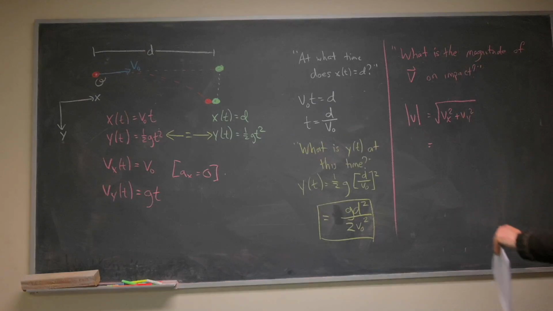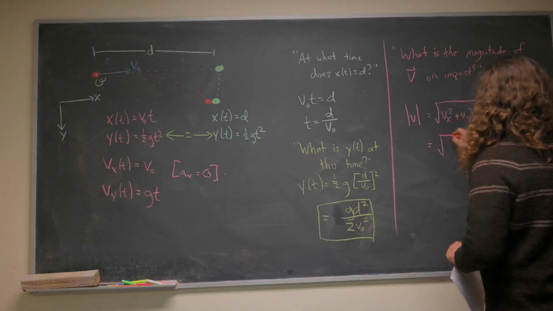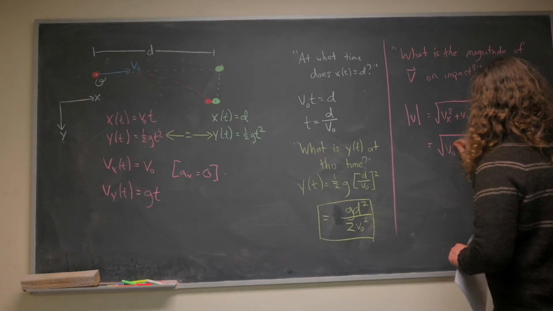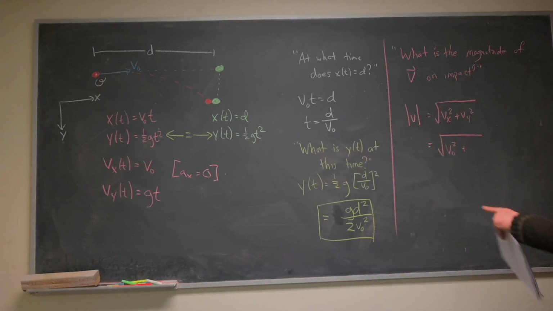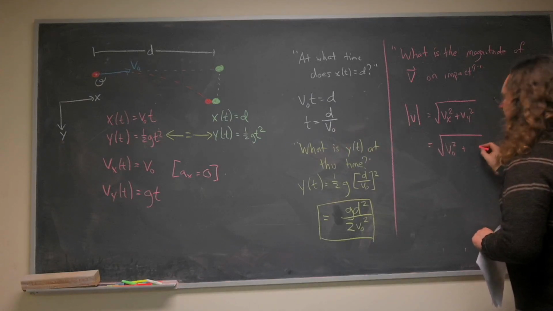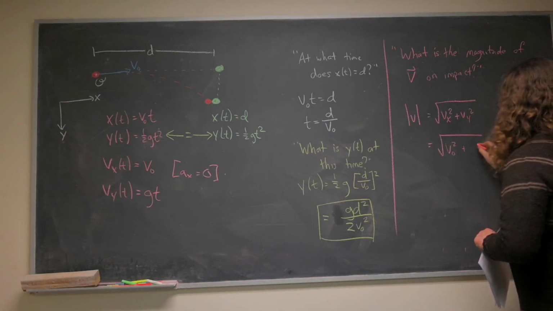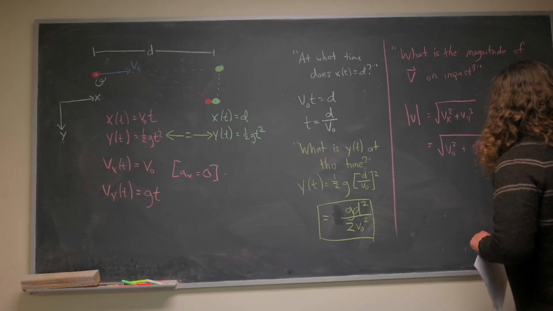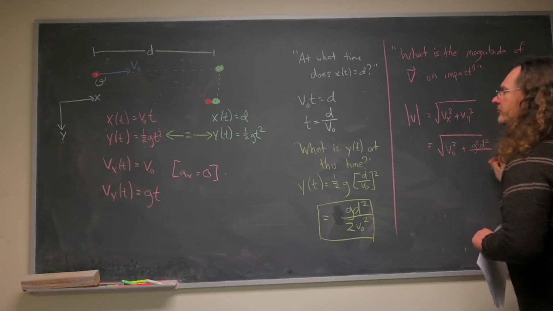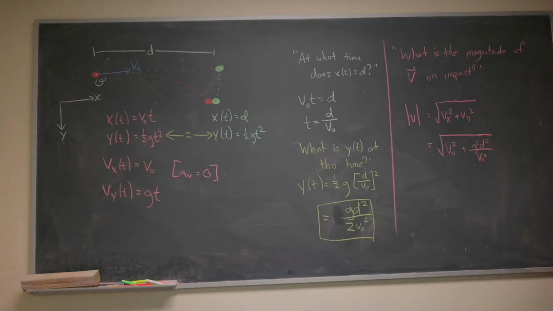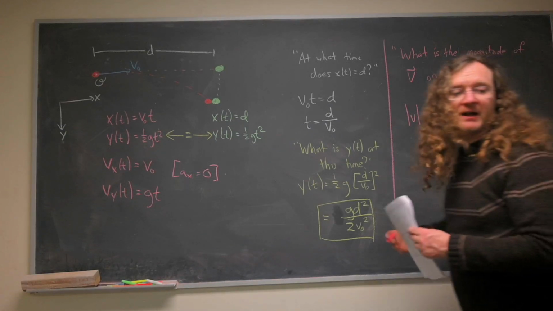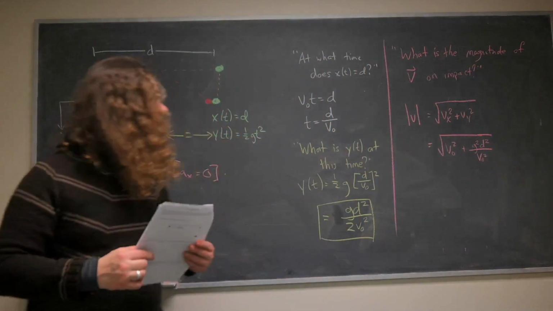And here I just use the formulae I have, because I know how the velocity changes with time. Vy is gt, so it's going to be g times this. So that will be g squared d squared over v naught squared. And there's our result. Doesn't simplify any further than that.